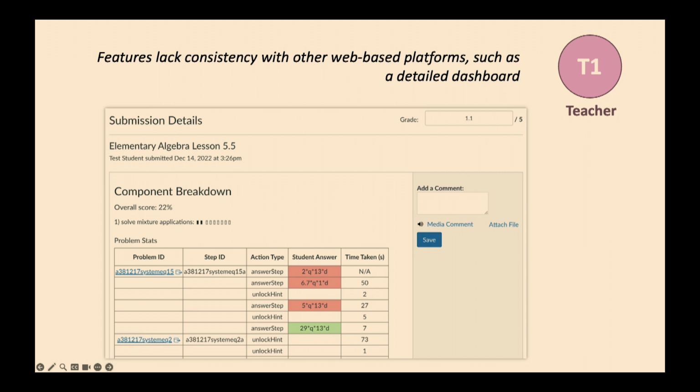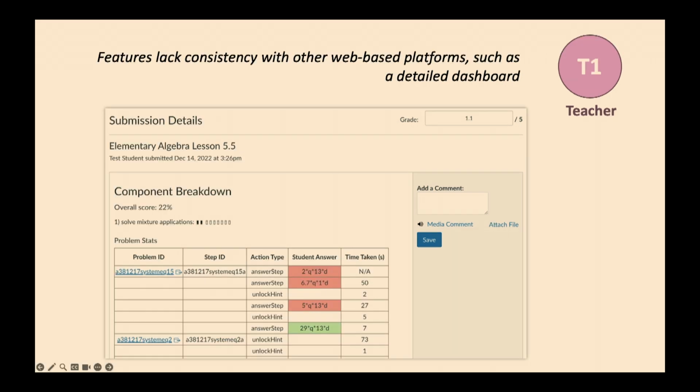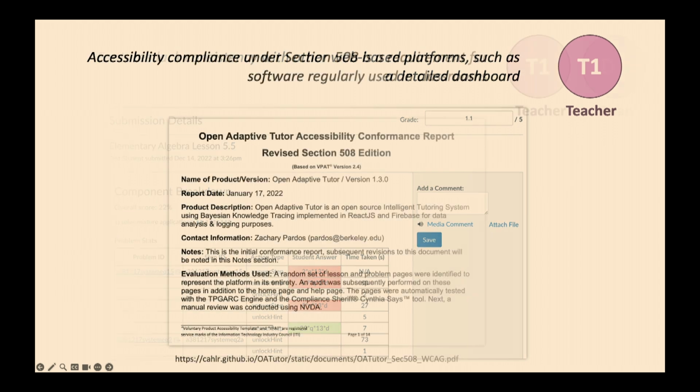You see the mastery score for the skills in the assignment here. It's solve mixture applications at 22% mastery for the student. And then you see how long they spent on every single step in the tutor, where they answered wrong, asked for a hint, answered wrong, asked for a hint, answered right, went on to the next problem.